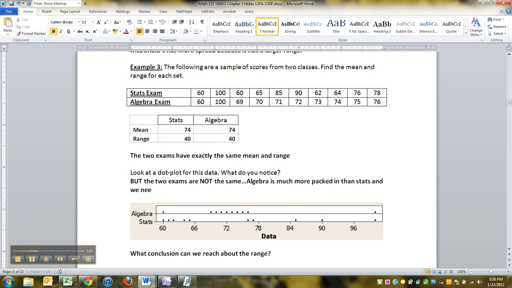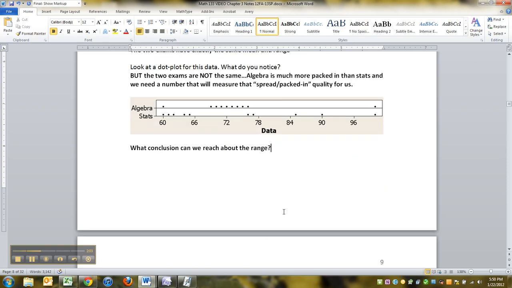And we need a number that will measure that spread, i.e. packed in quality for us. Okay? And range is not cutting it, and that's what we're learning. Range is not a good enough measure of spread for us. It's easy to calculate, but doesn't work very well.